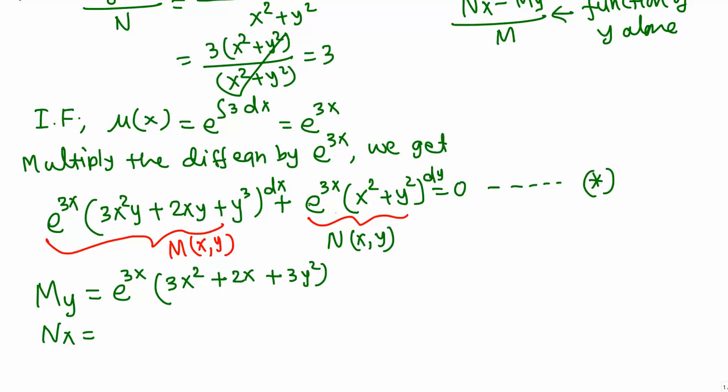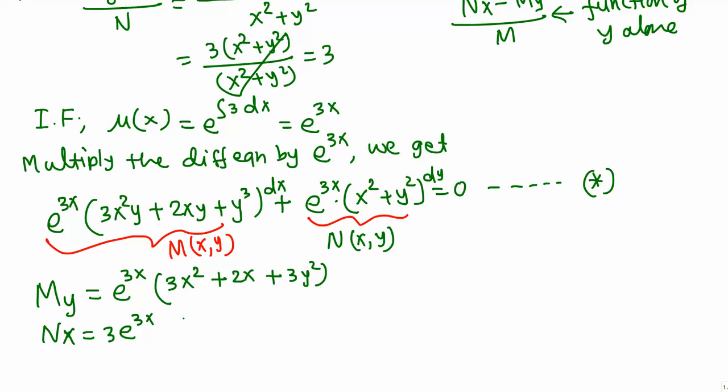Now let's find the partial derivative of N with respect to x. With respect to x, e^(3x) is a function of x, so we have a product of two functions. That means we need to use the product rule. So the derivative of e raised to 3x is e raised to 3x times the derivative of 3x, which is 3.